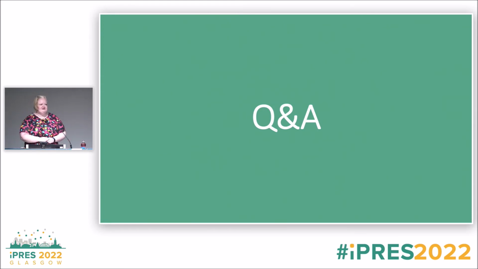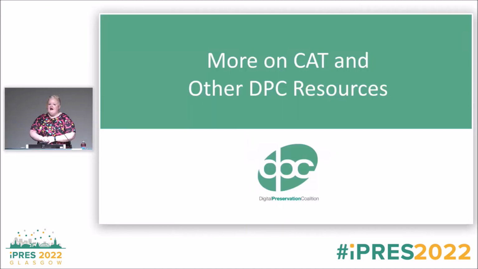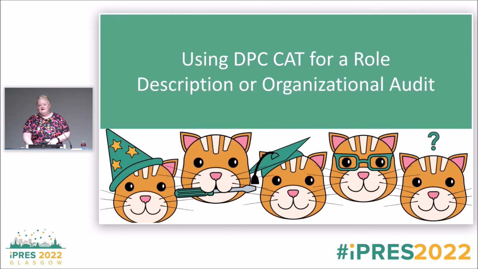So I'm going to finish up today by looking a little bit more at the other two sections of CAT, the Competency Audit Toolkit, and then giving a brief overview of some other DPC resources that, once you've done your RAM assessment or a competency audit, you might look to, to help you start building your capacity, taking those next steps forwards. So the first thing we're going to focus on is CAT, and that's going to be around using CAT for a role description audit and an organisational skills audit.